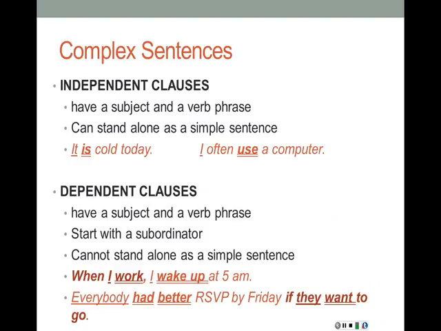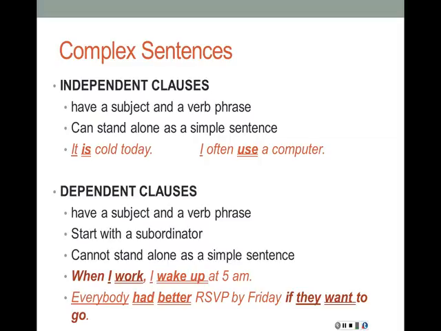Unlike a compound sentence, which combines two equal sentences, a complex sentence combines an equal simple sentence with a subordinate clause, or a clause that is less important. A clause is just a group of words that have a complete subject and a complete verb phrase. An independent clause is a simple sentence that can stand alone. It doesn't need more information to complete it.